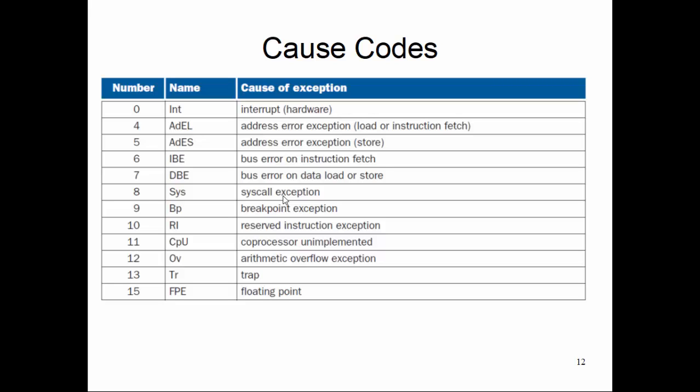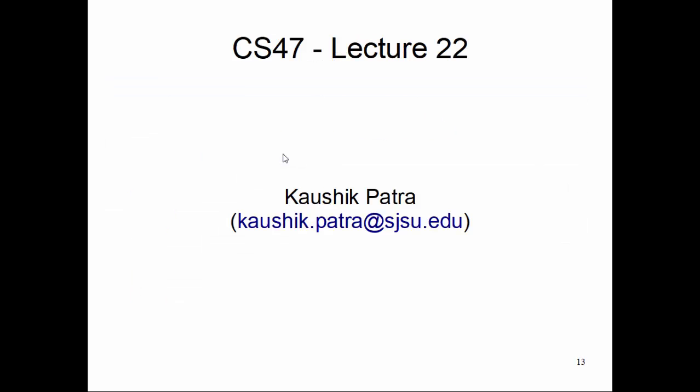Arithmetic overflow exception is caused by code 12. Floating point exception is 15. Trap is another type of exception, code 13. So these are a couple of examples of the cause codes, and again the details of exceptions should be discussed in your operating systems class. So that's all for this lecture.